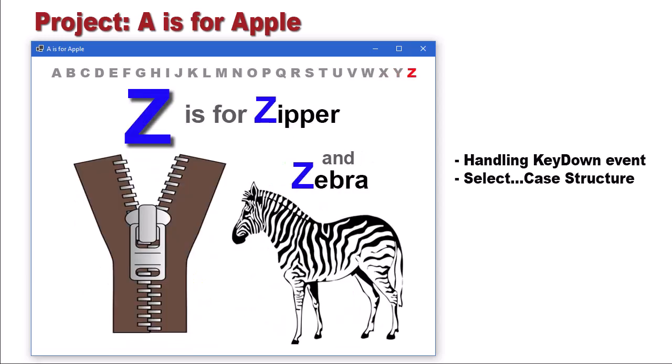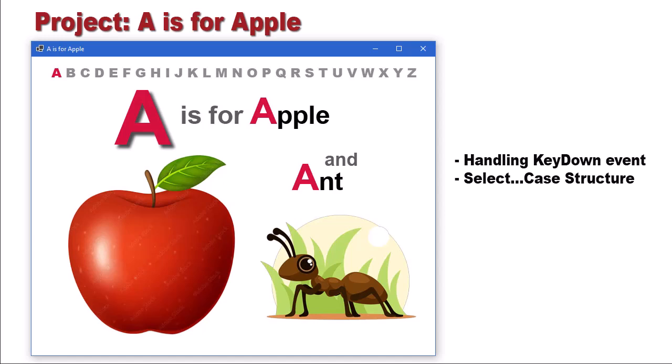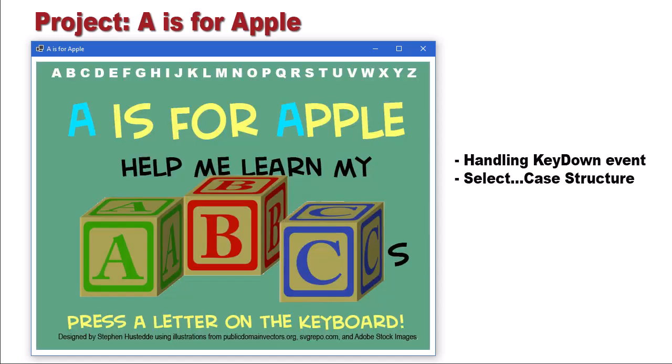If I press a numeric key such as the 1, I go back to the title screen. Same if I press, say, a comma, I go back to the title screen. So the case else of my select case is taking me back to the title screen.